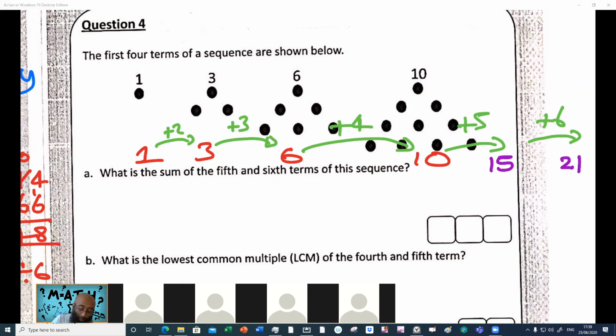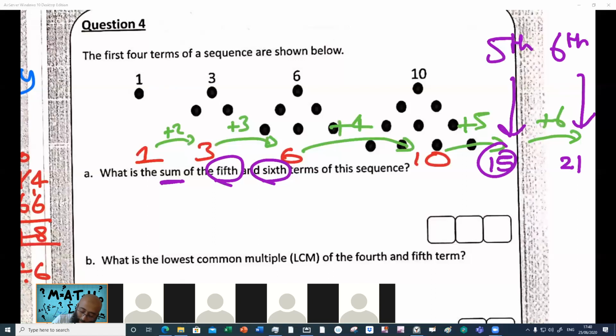Okay, the question says here, what is the sum? What does the word sum mean? Plus. The 5th and 6th terms. This is the 5th term and this is the 6th term. So they want you to add these two numbers. Go. So what is 15 add 21?